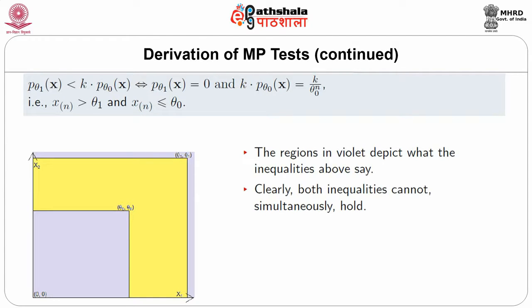Both inequalities cannot hold simultaneously, greater than theta 1 and less than theta naught, where theta 1 is greater than theta naught. This is not possible. So, p theta 1 less than k p theta naught, this set is a null set.